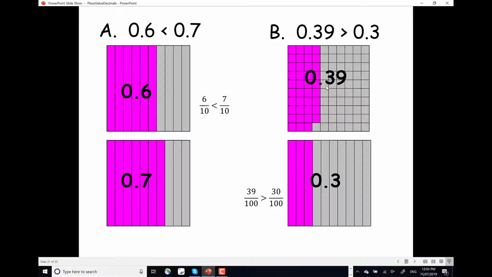In the second example, we've got the opposite, so we've got 0.39 or 39 over 100 and 3 over 10. The second fraction is 3 over 10, which can also be written as 30 over 100. And we did that so that we can compare them. We can see that 39 is bigger than 30, so therefore 39 over 100 is greater than 30 over 100. You can also see in the picture that more of it is coloured in, therefore it is bigger. That is a bigger portion. This is representing a bigger portion of the whole number.